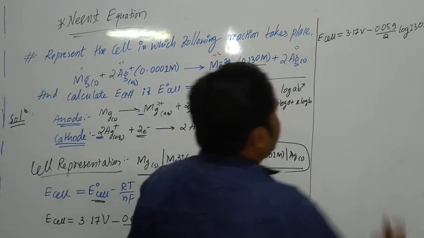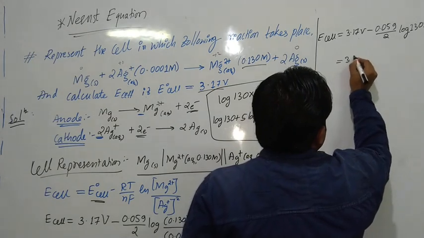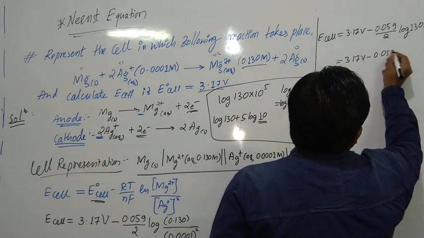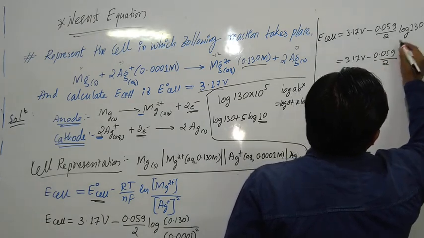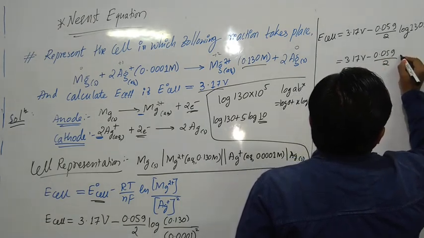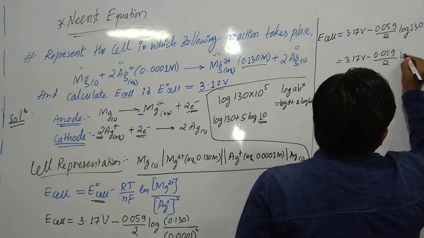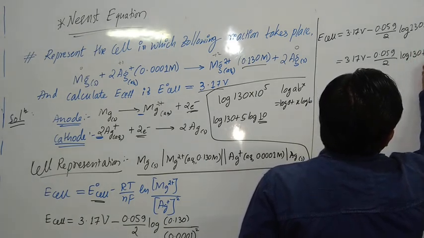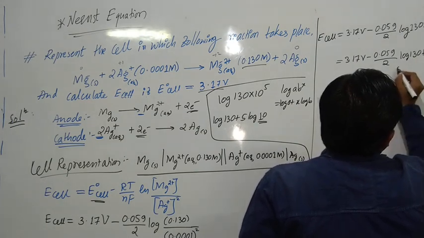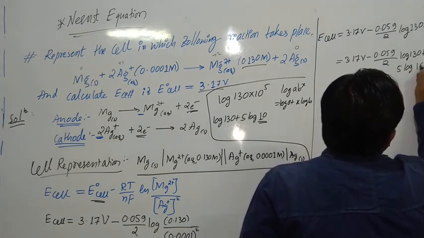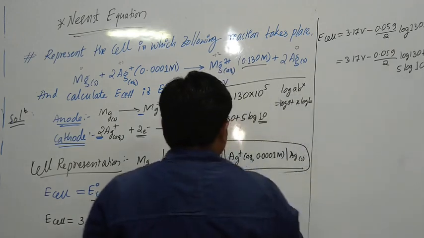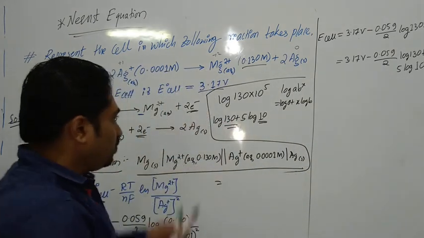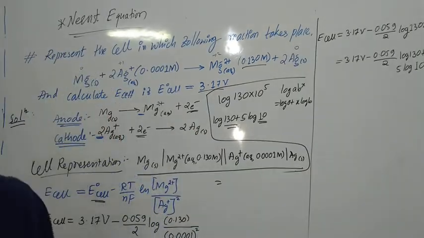Directly I will write here 3.17 volt minus 0.059 divided by 2 log of 130 plus 5 log of 10. Now we will solve here. Log of 130 is equal to how much? For this we need the log table.